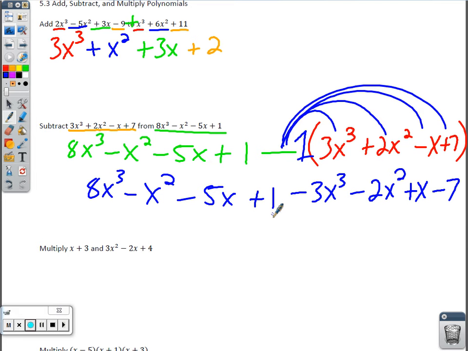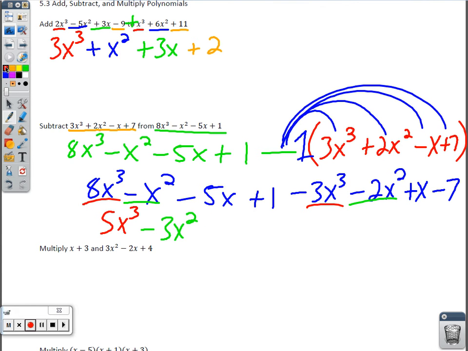Once we've taken care of that subtraction, it's just combining like terms exactly as we did in the first example. So let's look for things with an x cubed. There are two things with an x cubed, 8x cubed and negative 3x cubed. Combine those together, we get 5x cubed. There are two things with an x squared. Together those make negative 3x squared.